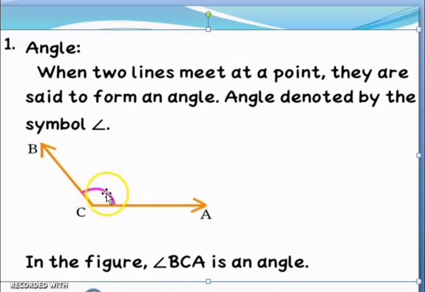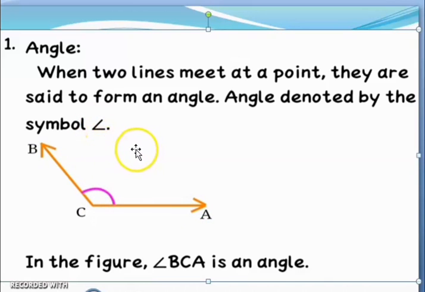That is, the meeting point of two lines or two rays is called an angle. In an angle, there are two arms. Here this is arm BC and this is arm CA. And an angle is denoted by this symbol.